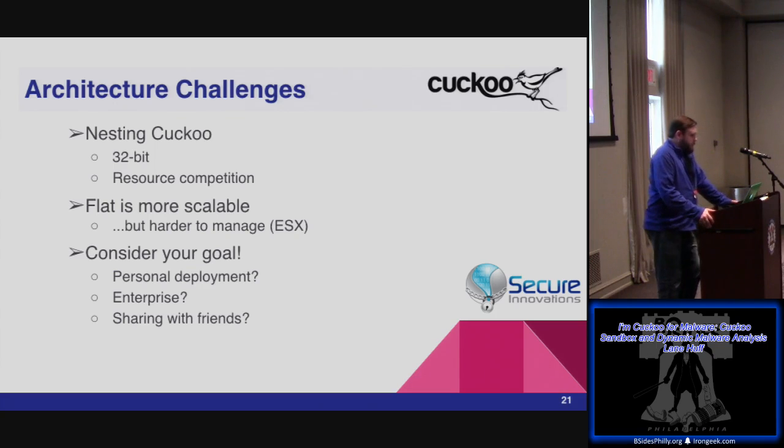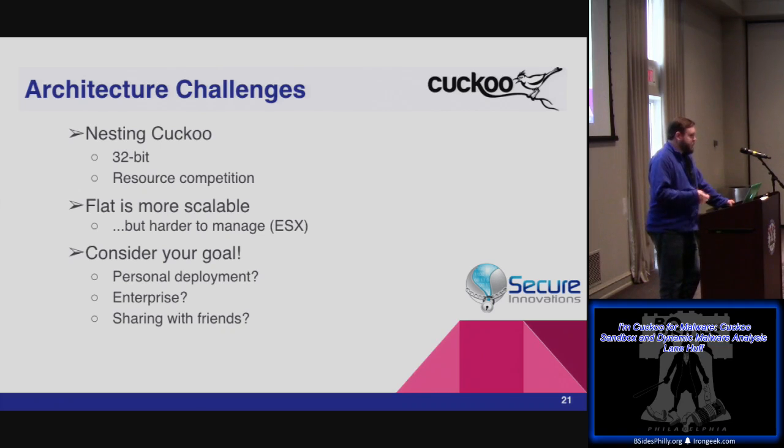So flat VMs, as I call them, are where you have a VM here, and a VM here, on ESX, and you can just scale out. It's much more scalable, but it is harder to manage. It requires a little bit of finagling, and you have to have service accounts and all this stuff to actually control the VMs. So when setting up your own Cuckoo environment, it's important to consider what you're setting up for.